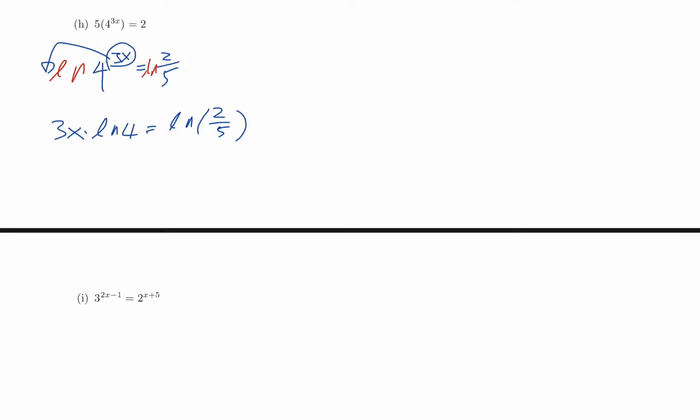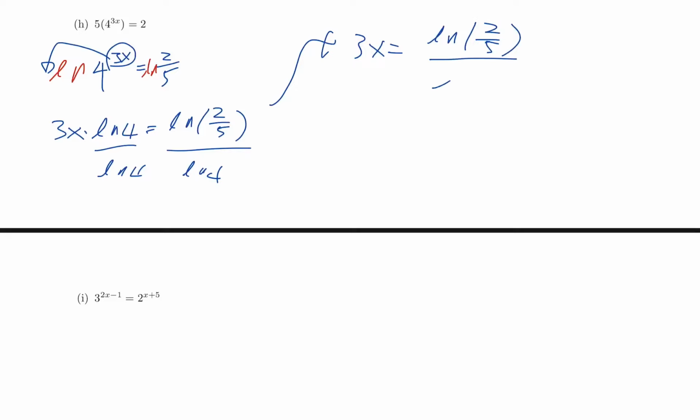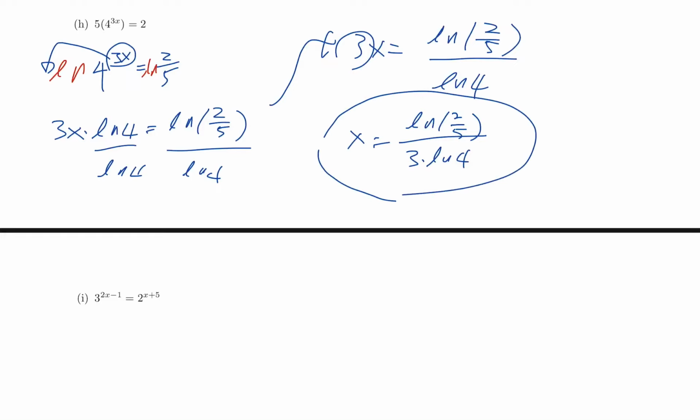Remember, ln 4 is just a number. So we can divide by ln 4 on both sides. What we have left is 3x equals ln of 2 over 5, over ln 4. Then we divide by 3 on both sides to isolate x. I have x equals ln of 2 over 5 over 3 ln 4. Again, this is as simple as we can express the answer in the exact way, without estimating, without rounding. Again, if we were to round it, you round it at the final stage.